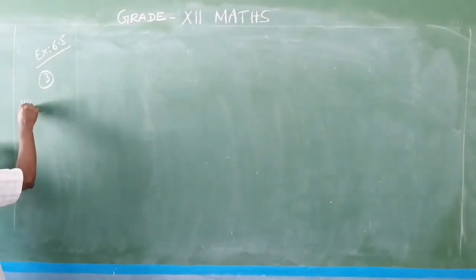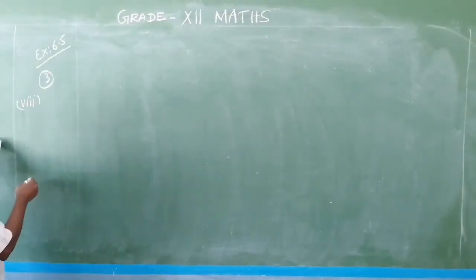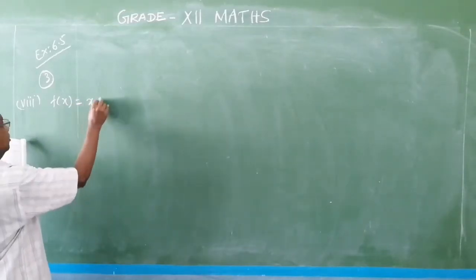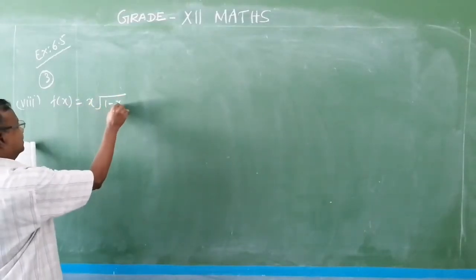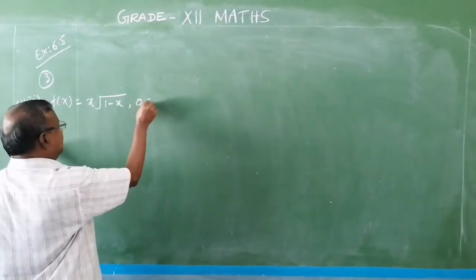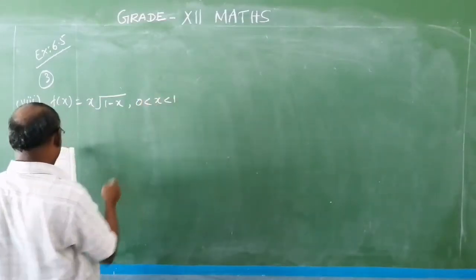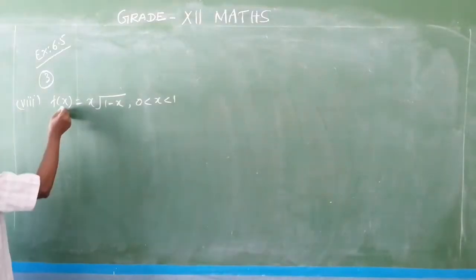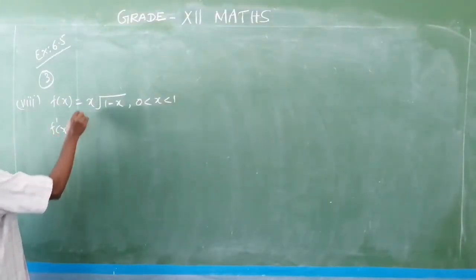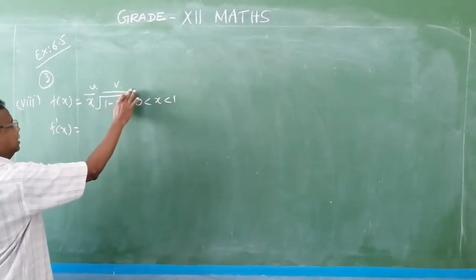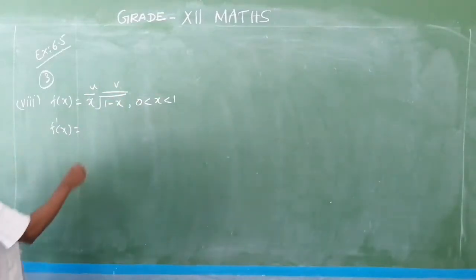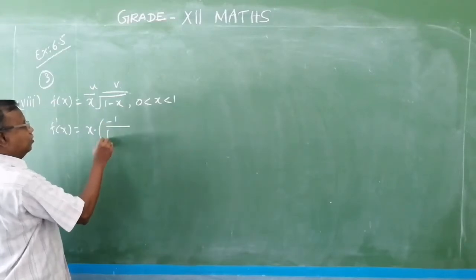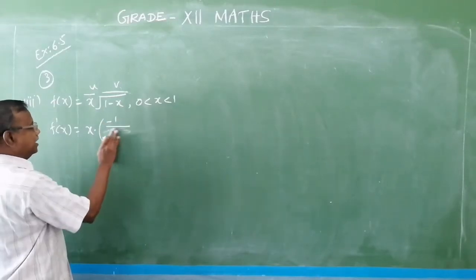Eighth subdivision. We are given f of x equal to x into root of 1 minus x, such that x lies in the open interval 0 to 1. Now according to the rule, find f dash of x. Now it is in the form of u into v. This is a product of two functions. So u into v dash.